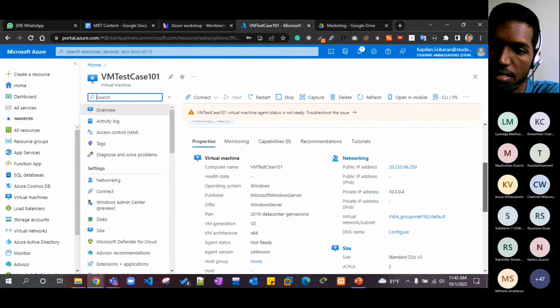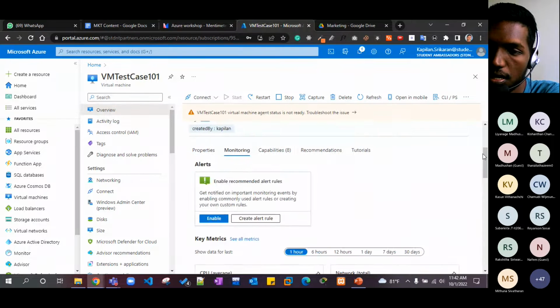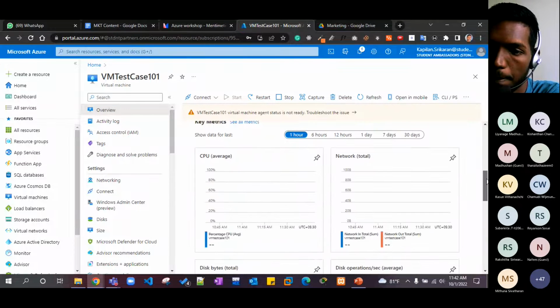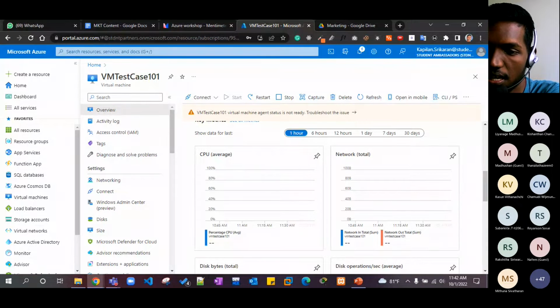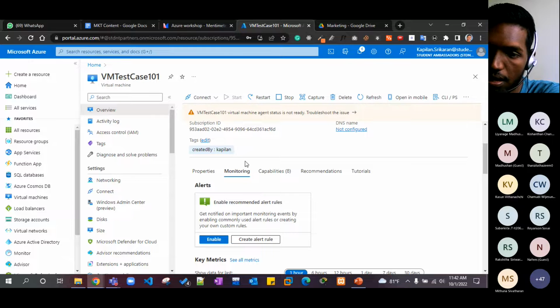And here you can see the monitoring. In the monitoring tab, you can see how the CPU is working, the percentage. Wait, it's loading. Give me time.